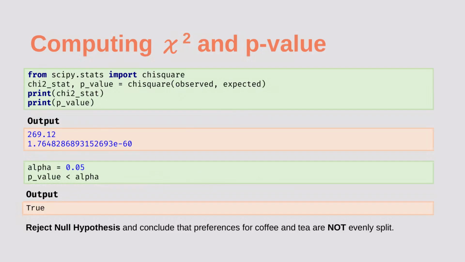Now that we have our observed and expected counts, we use the chi-square test from the scipy.stats library to calculate the chi-square statistic and the p-value. We see that the p-value is less than 0.05, which is our chosen significance level. This means that the difference between the observed and expected values is statistically significant. So we reject the null hypothesis and conclude that the preferences for coffee and tea in our sample are not evenly split.